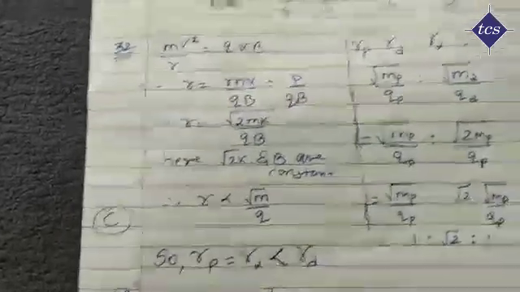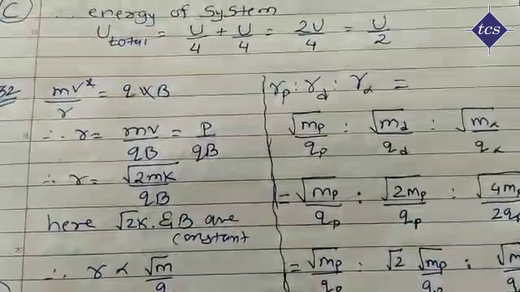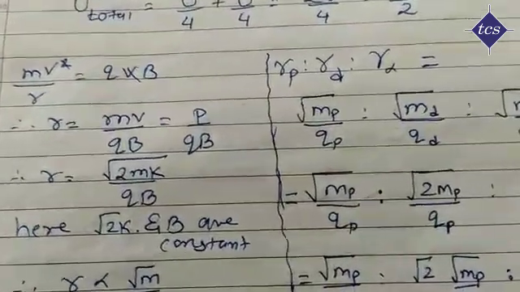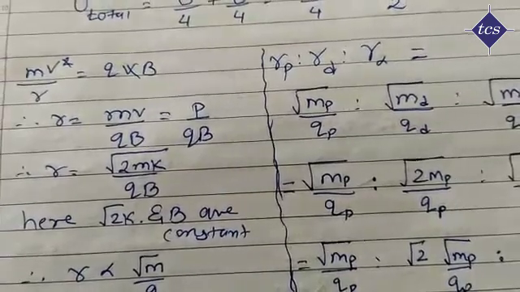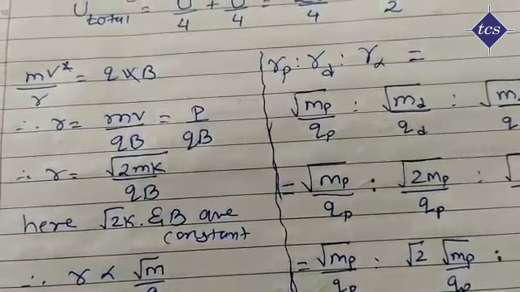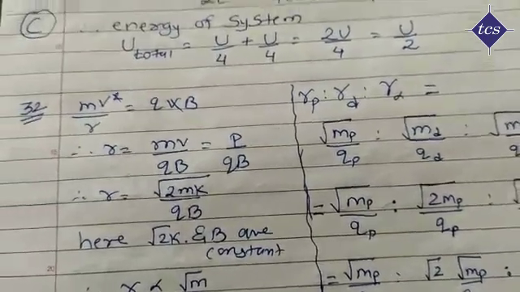Next, question number 32. A proton, a deuteron and an alpha particle with the same kinetic energy enter a region of uniform magnetic field moving at a right angle to the magnetic field. What will be the ratio of the radii of their circular paths?